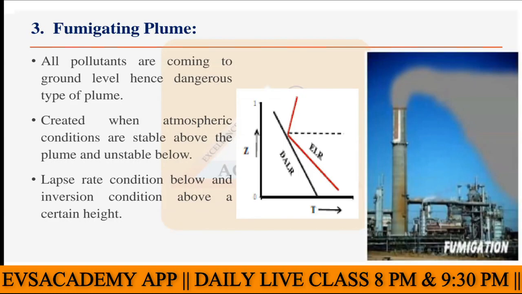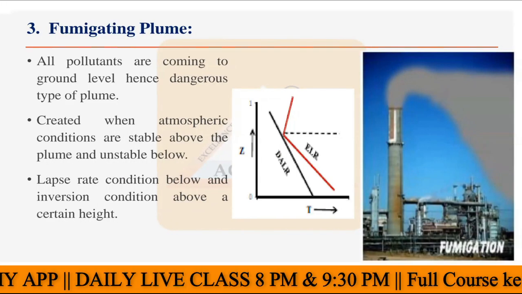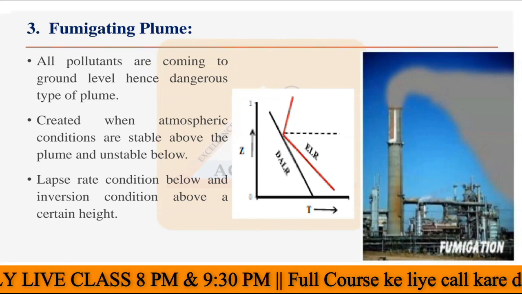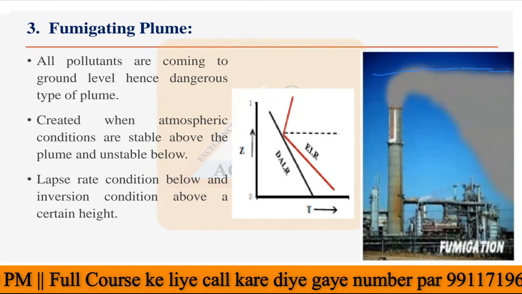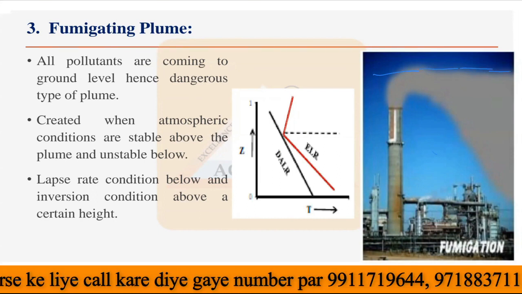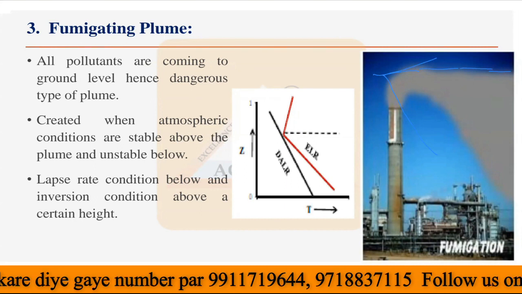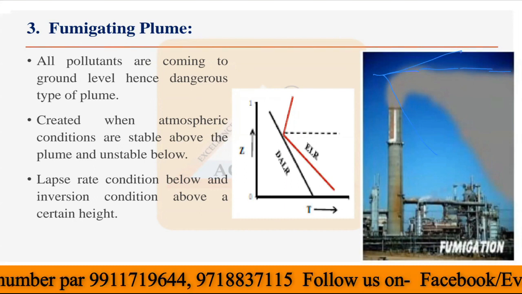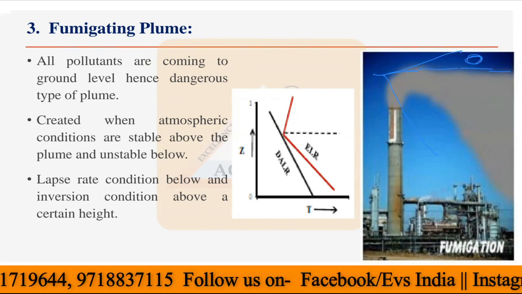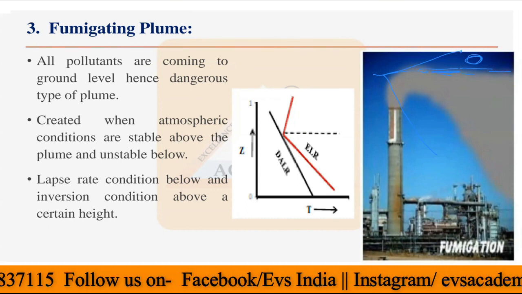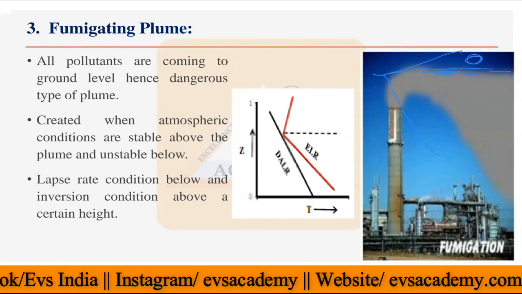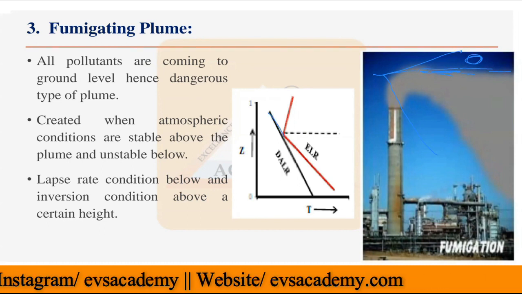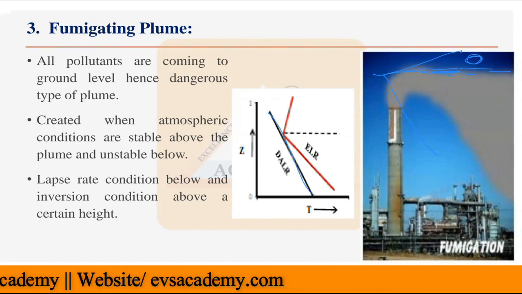Then we have the fumigating plume. Fumigating plume is worst among all the plumes. In the fumigating plume, an inversion layer is created just above the stack. So here temperature was decreasing. Again, it is increasing. Because it is increasing, it means the warmer air is present above and this is the colder air. The colder air cannot go above the warmer air because the colder air is denser. So here you can see the DALR is fixed, and with the ELR the temperature is decreasing.